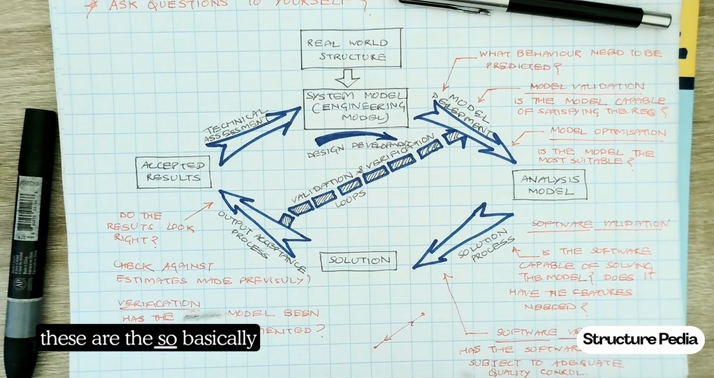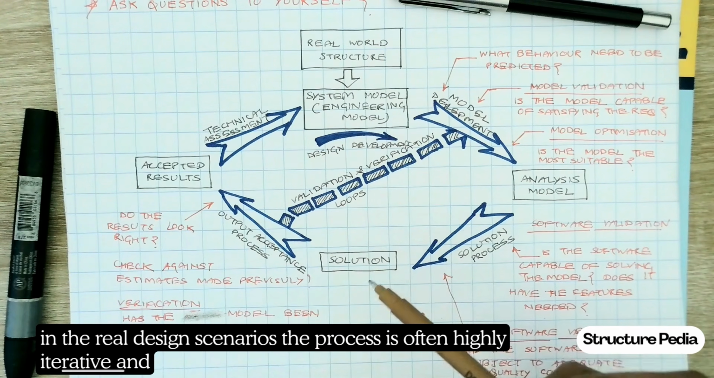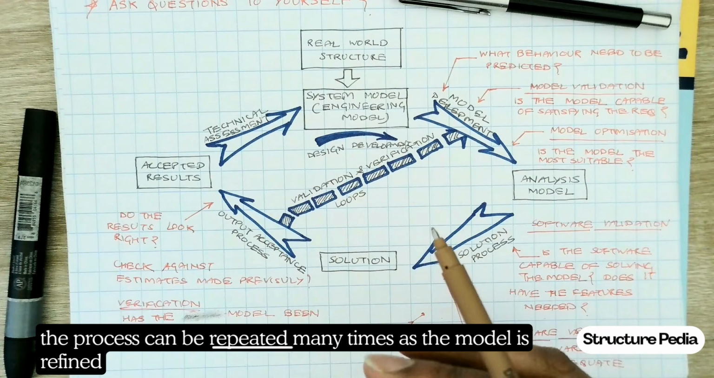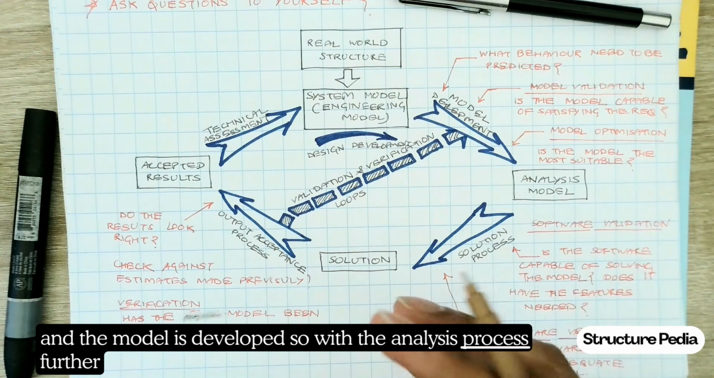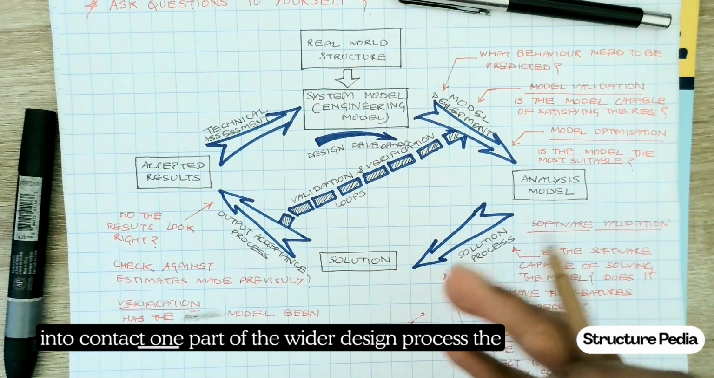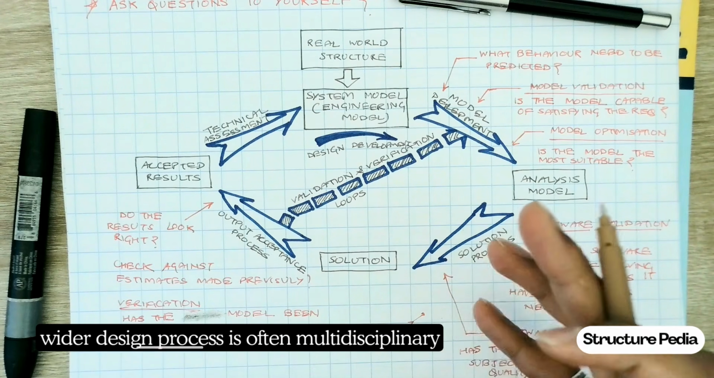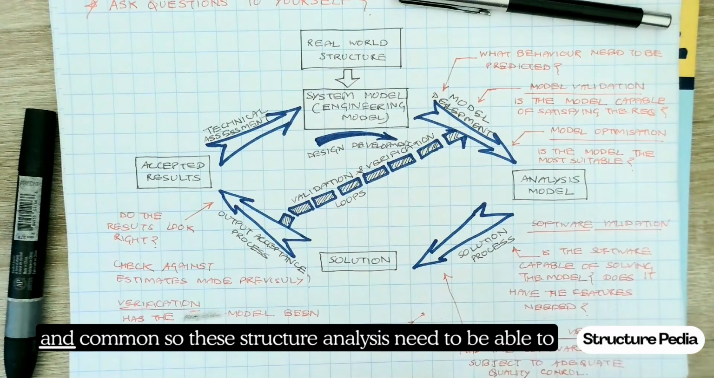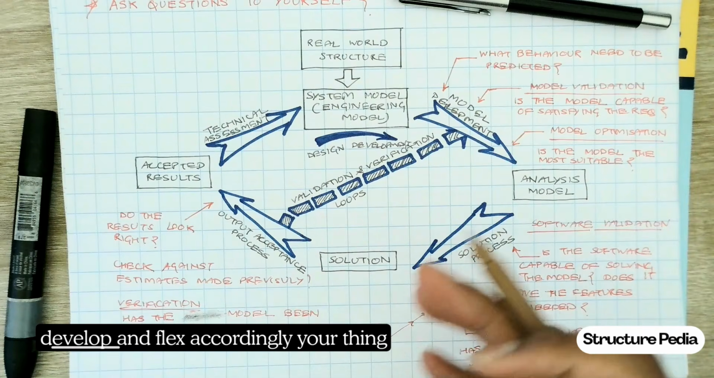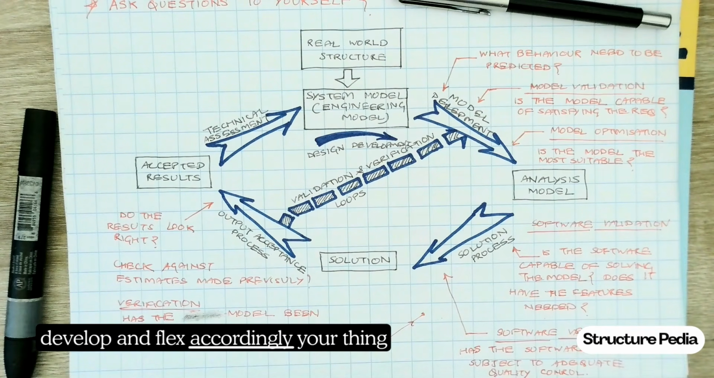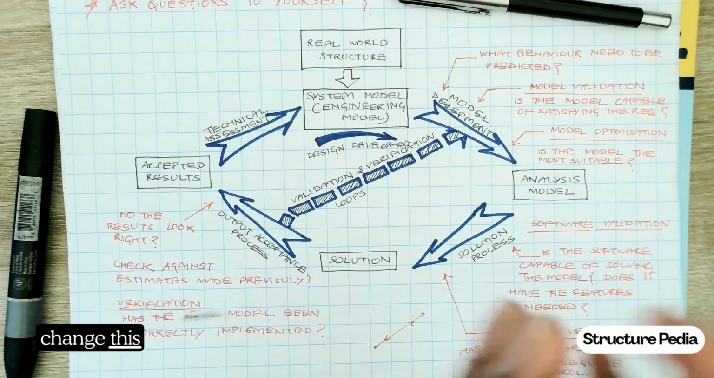So basically, in real design scenarios, the process is often highly iterative, and it can be repeated many times as the model is refined and developed. To put the analysis process further into context, the analysis is only one part of the wider design process. But the wider design process is often multidisciplinary and complex. So the structural analysis needs to be able to develop and flex accordingly. You need to modify things based on your requirements, which might change from project to project.